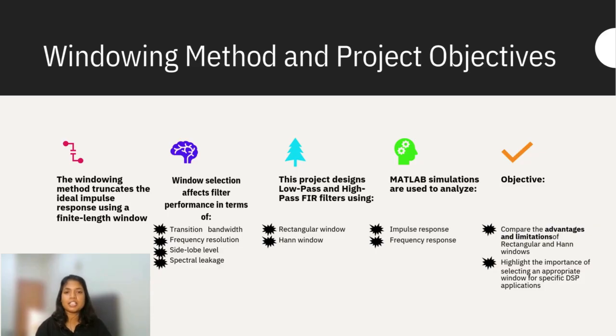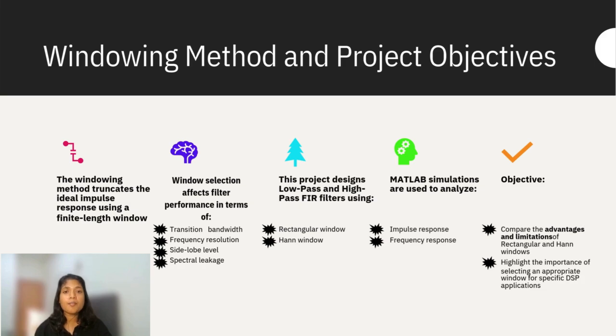Next, I'll be explaining the window method and outline the objective of this project. The windowing method is used to design FIR filters by truncating the ideal impulse response using a finite length window function. This truncation limits the filter length, making the filter suitable for practical implementation. However, the choice of window function has a significant impact on the filter's performance. Different windows influence key characteristics such as the transition bandwidth, frequency resolution, side lobe level, and spectral leakage.